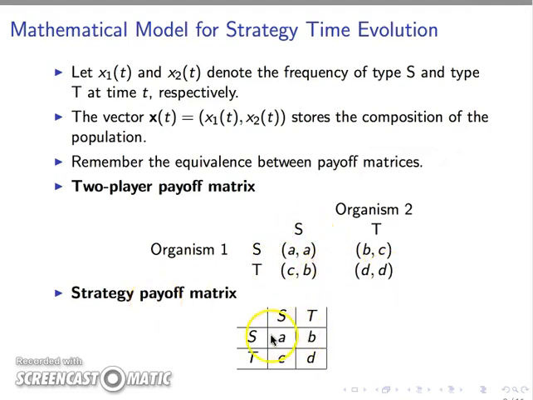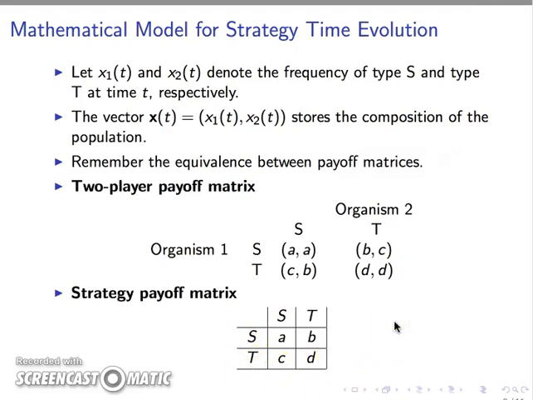So you can read this matrix as organism 1 versus organism 2: S playing as organism 1 gets A, organism 2 gets A. So that means that in this table, we write A on the 1-1 entry. This information would go onto the 2-2 entry, and then we have organism 1 with S playing against organism 2 with T. Organism 1 gets B and organism 2 gets C, so we have B on entry 1-2 and C on entry 2-1 of this strategy payoff matrix.